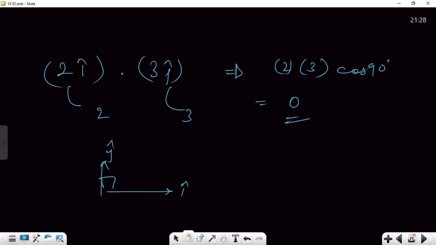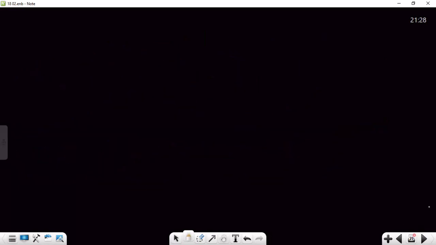From here, we can draw more properties. If two vectors are perpendicular, then the dot product is 0. So i cap dot j cap: i cap is perpendicular to j cap, right? So their dot product will also be 0. Similarly, for j cap and k cap, 0. i cap and k cap, their dot product will also be 0.